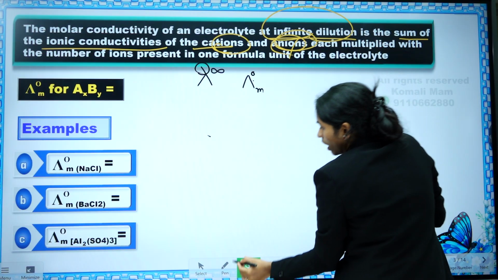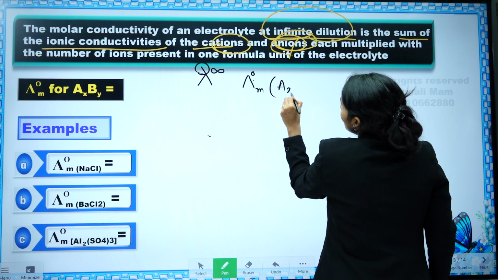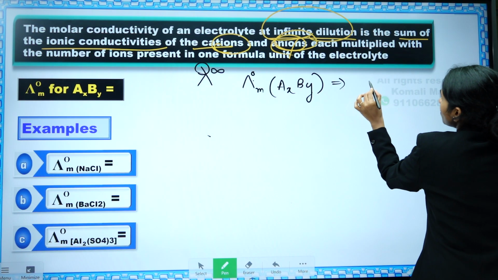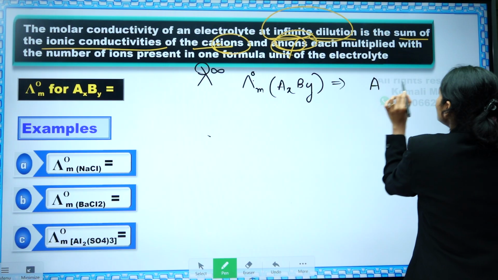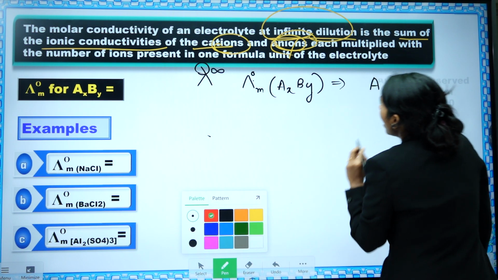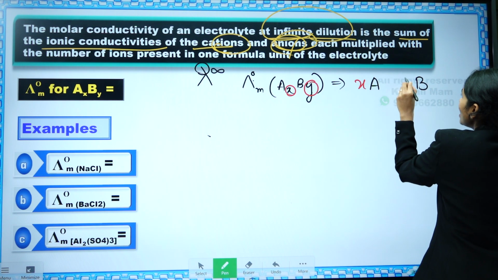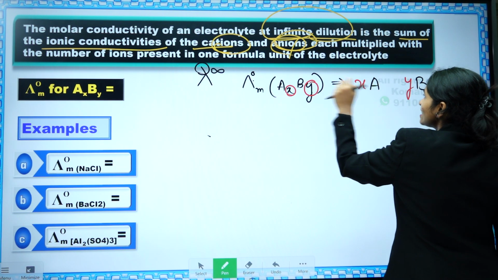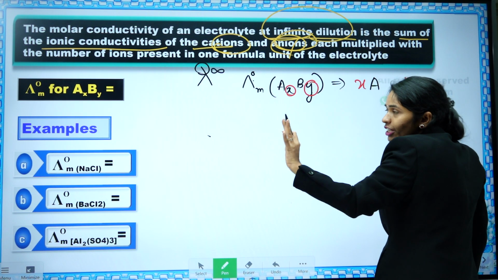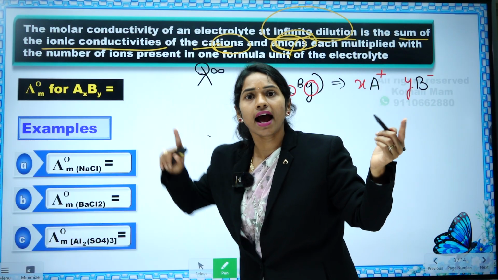Now, what ions are we going to write for AxBy? How to dissociate? What are the 2 ions present? A is present, B is present. Write both. After that, you write A, B. How many A's are there? X, you write here. How many B's are there? Y B's are there. X A's are present, Y B's are present. First always cation, next always anion.